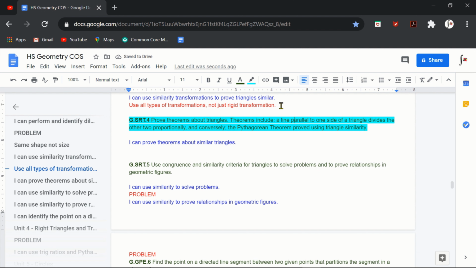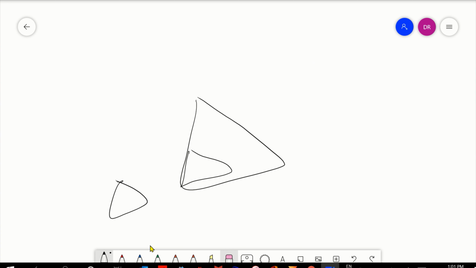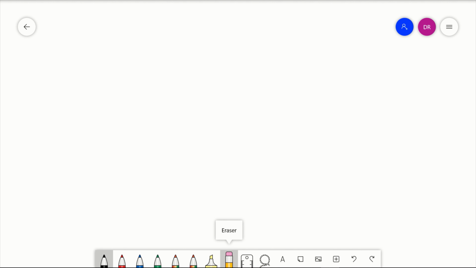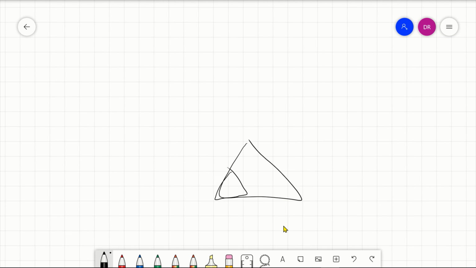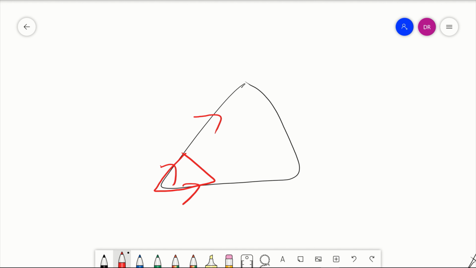Okay, so use congruency and similarity criteria for triangles to solve problems and to prove relationships in geometric figures. I can use similarity to solve problems. I can use similarity to prove relationships in geometric figures. So let's say you had this triangle, and then you had another triangle inside of it. Let's say you were told that this line is parallel to this line.